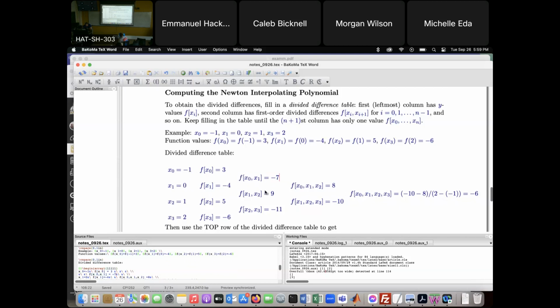So each divided difference comes from subtracting the two that are immediately to its left, and then dividing by differences of the corresponding x values. So for this next one here, this is equal to 5 minus -4 divided by 1 minus 0, so it gives me 9. And then I have one more, -6 minus 5 divided by 2 minus 1 is -11. So that's how I complete this next column.